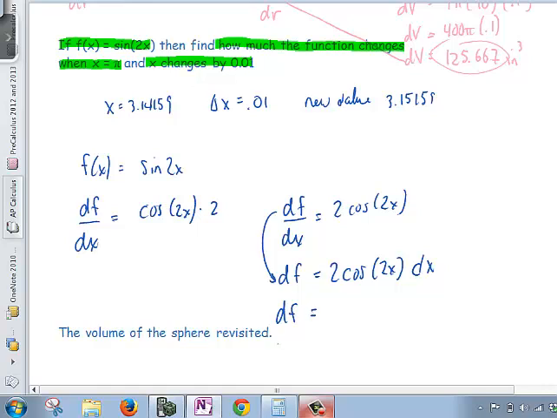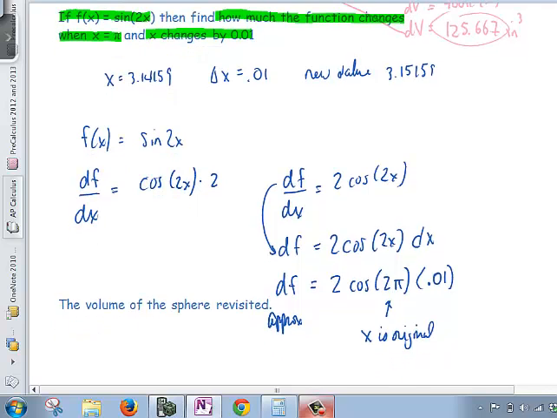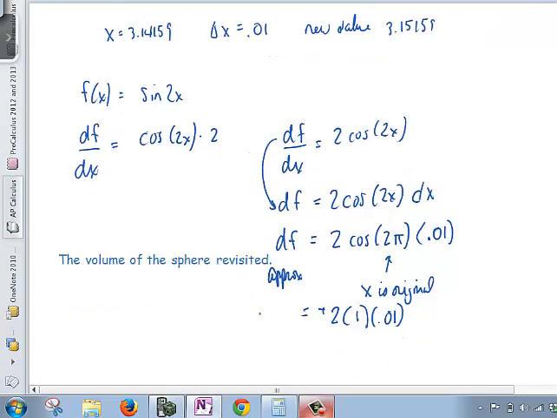df, the change in f, the approximate change, because it's using a linearized differential, is going to be 2 times the cosine of 2 times pi, because the x value is the original, and dx is going to be the amount that it changed. So does everybody know what the cosine of 2 pi is? You should know that's equal to 1, times 0.01. So I'm expecting a change in my function value to be equal to 0.02.